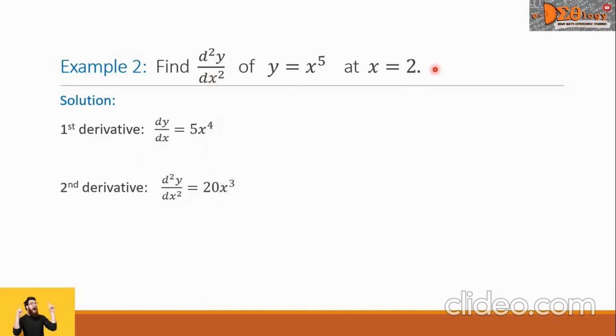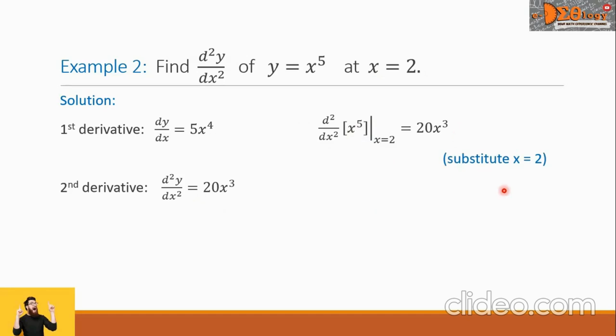For our problem here, we can write this in symbols as d squared over dx squared of the function x raised to 5, with a line here and the subscript x equals 2. This is about the second derivative, and we are going to evaluate it when x is equal to 2. So this is equal to the second derivative value, 20x cubed.